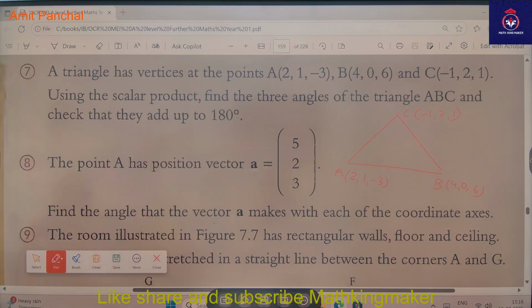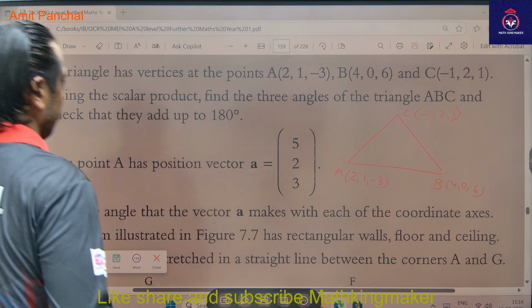Find the angle that the vector A makes with each of the coordinate axes. Question: vector A is given to you. So find the angle that the vector A makes with each of the coordinate axes. So what is the vector of the x-axis? Vector of the x-axis. Find the angle that the vector A makes with each of the coordinate axes. So this is a vector, 5 to 3.